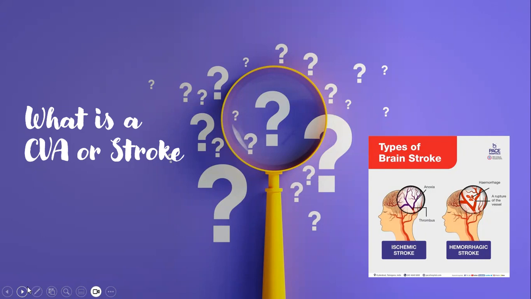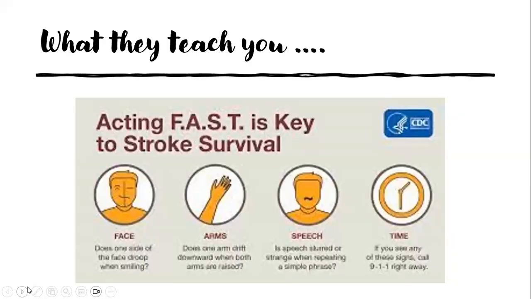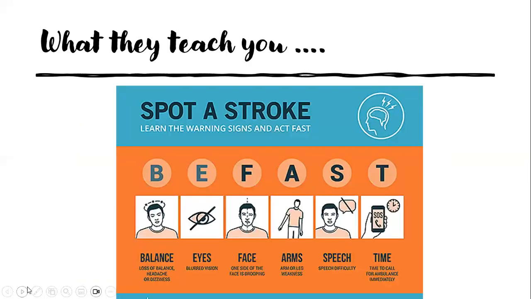Now, when we learn about these things, they teach us things like BE FAST to spot a stroke. Let's just explain quickly. Balance. Is the patient or yourself having difficulty balancing? Are they feeling lopsided when they walk? Do they have this dizziness when they want to move around and things like that? Eyes, are they having blurred vision, or is maybe their pupil response a bit different to what it should be?